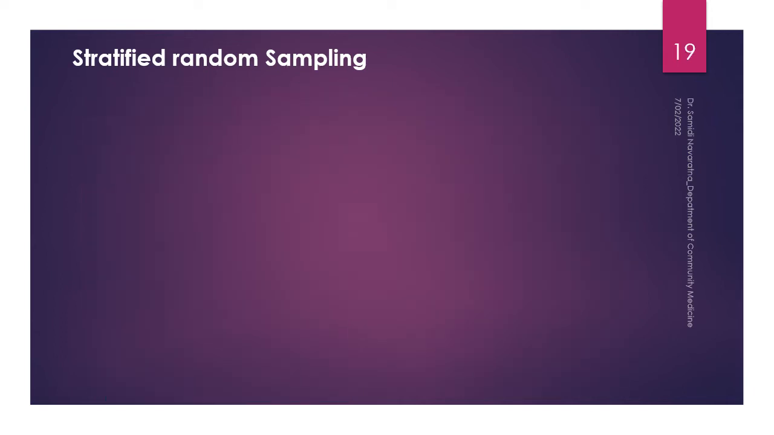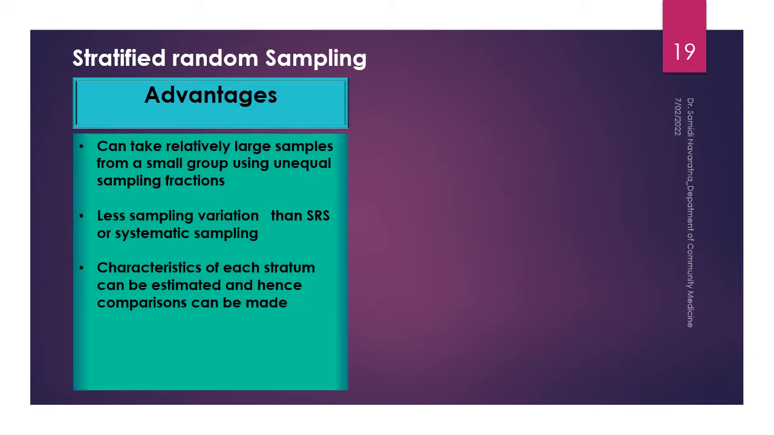So what are the advantages and disadvantages of stratified random sampling? As we discussed, we can take relatively large samples from a small group using unequal sampling fractions. So that is an advantage. What are the other advantages? Less sample variation than simple random sampling or systematic random sampling, and the characteristics of each stratum can be estimated, and we can even compare between the strata.